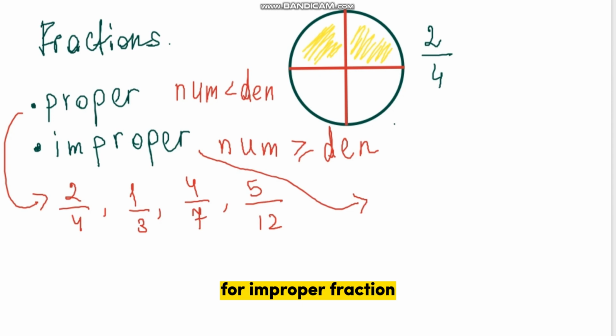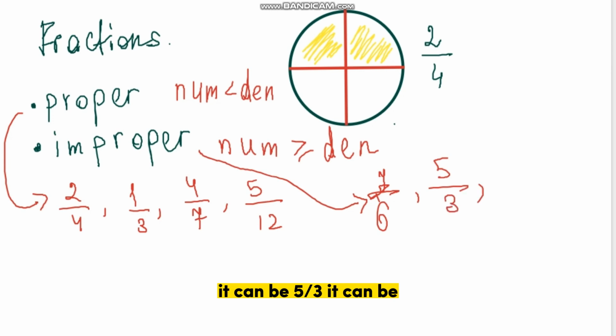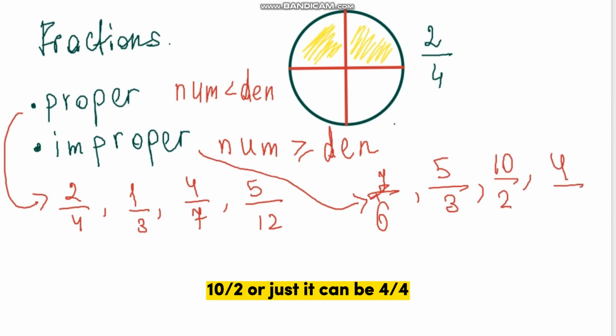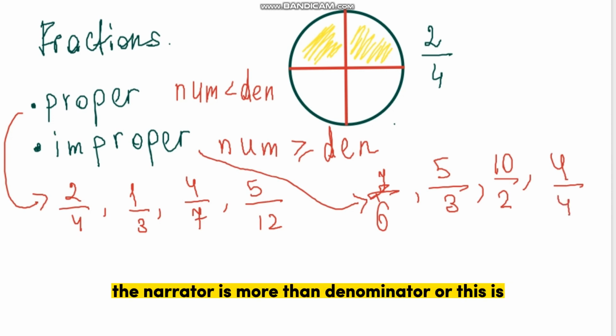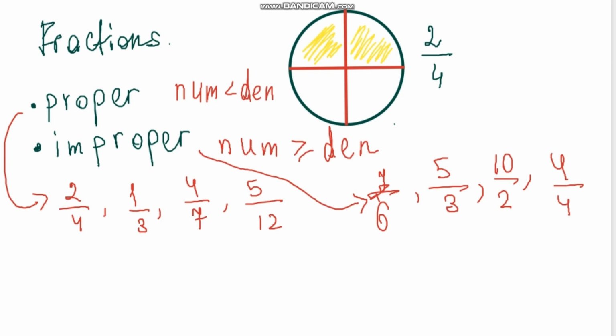For an improper fraction, the numerator is more than or equal to the denominator. So it can be 7 out of 6. It can be 5/3. It can be 10 halves. Or it can be 4 quarters. As you see, the numerator is more than the denominator, or the same.